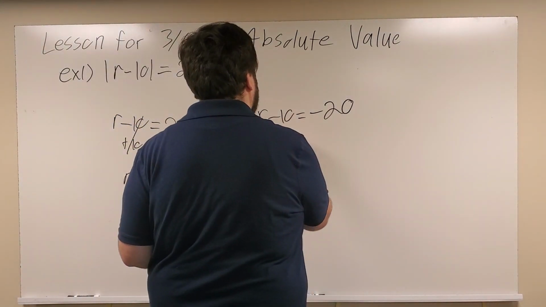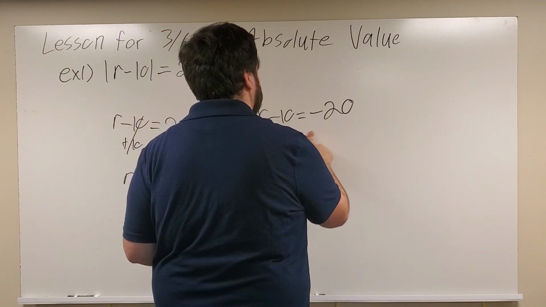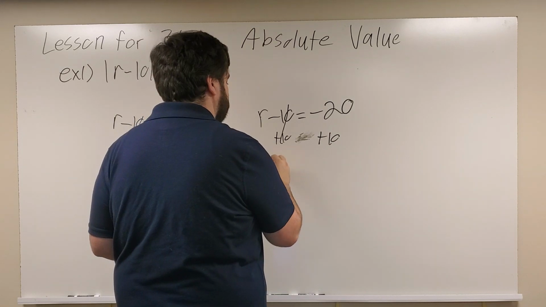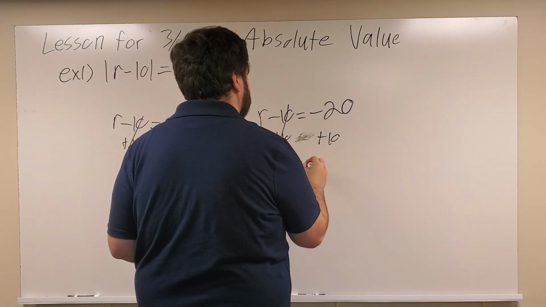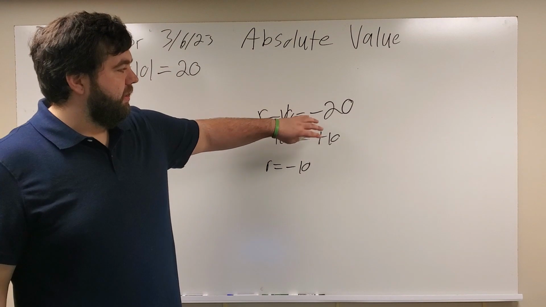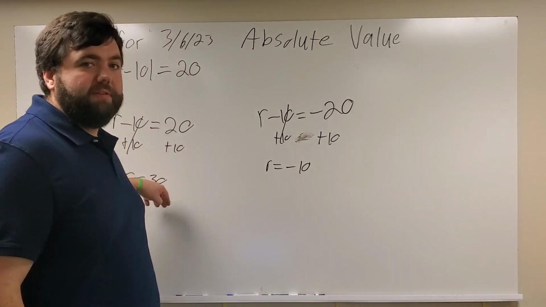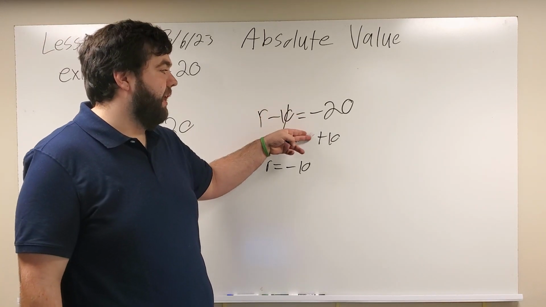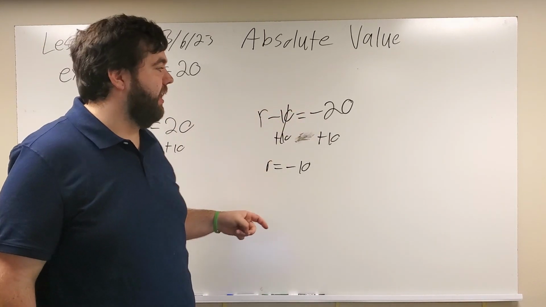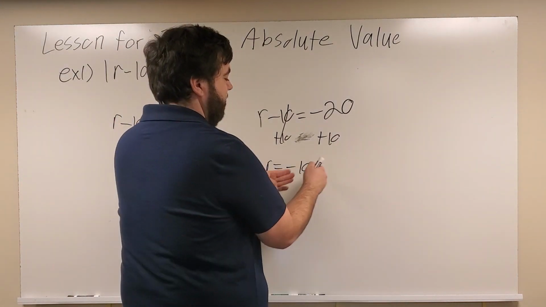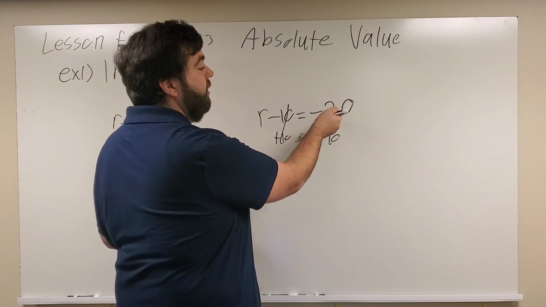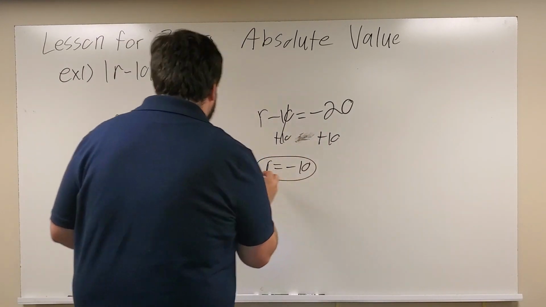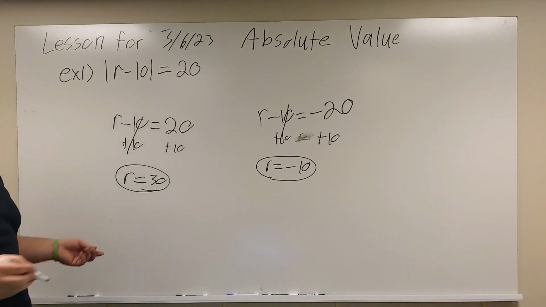Over here, add 10 to both sides. Oh, not equals. Add 10. Those 10s cancel. We get r equals negative 10. Because remember, positive and positive, add them together. Negative and negative, add them together, take the negative. Negative and positive, subtract, take the sign of the bigger. So 20 minus 10 is 10. What's bigger, 20 or 10? 20, negative 10. And this right here would be my final answer.